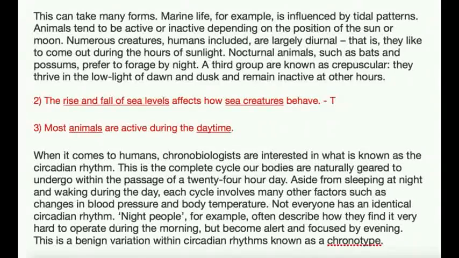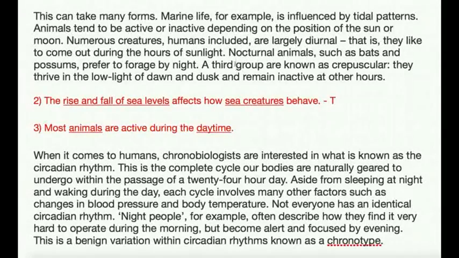Okay, so now we'll look at question 3. So most animals are active during the daytime. Now the answer we can see is here where it talks about animals who are active or inactive depending on the position of the sun or the moon. So numerous creatures, humans included, are largely diurnal, so that means they come out during the day. Other animals are nocturnal, which means they prefer to come out during the night. However, are most animals active during the daytime?